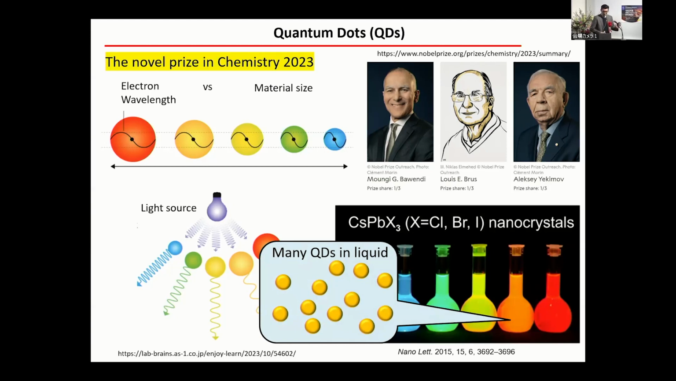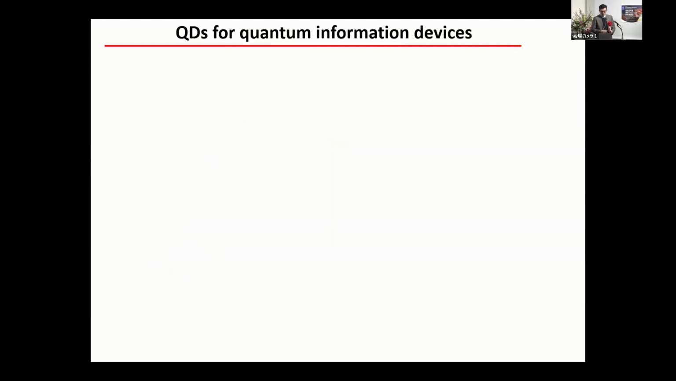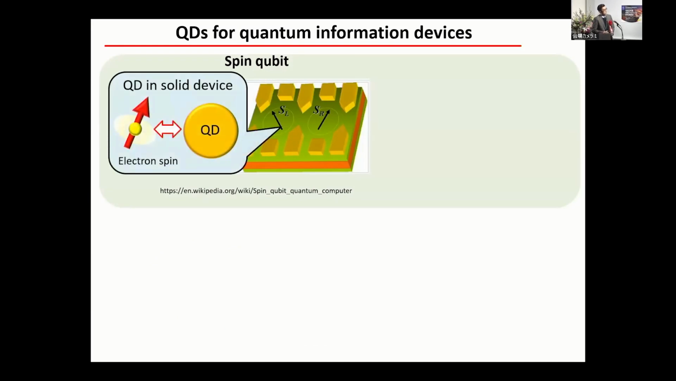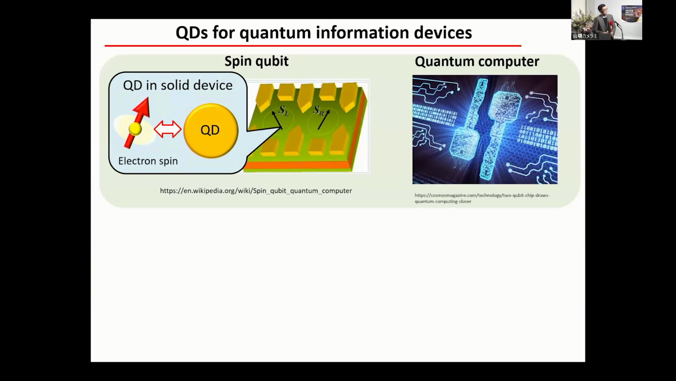But the point of my talk is a bit different from this quantum dot, because in my case, I'm going to focus on quantum dots for quantum information devices. What are quantum information devices? The most popular one might be the spin qubit. In this case, we focus on only one quantum dot, which exists in solid devices, and we can control the electron spin in and out of each quantum dot. So this can be very useful for future quantum computers or other new kinds of quantum information devices.